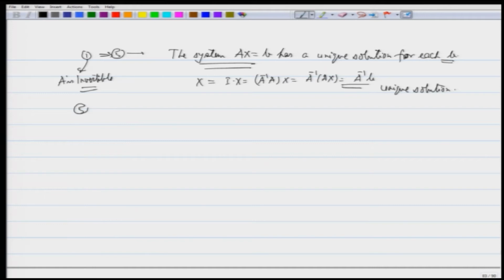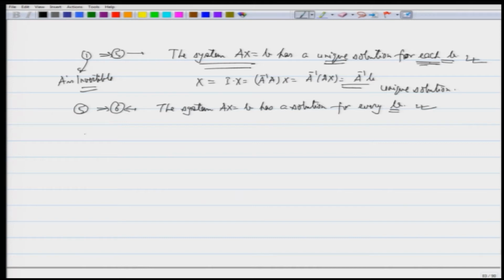Now, 5 implies 6. 5 says that the system Ax is equal to B has a unique solution for every B. 6 is that the system Ax is equal to B has a solution for every B. What does it mean? We are not talking of a unique solution; we are just saying that there is a solution. 5 says that it has a solution, and not only that, the solution is unique. So, 5 directly implies 6 because it is the same statement other than removing the uniqueness. 5 is more stringent as compared to 6, and therefore 6 directly follows from 5. So, it is even a lighter one.